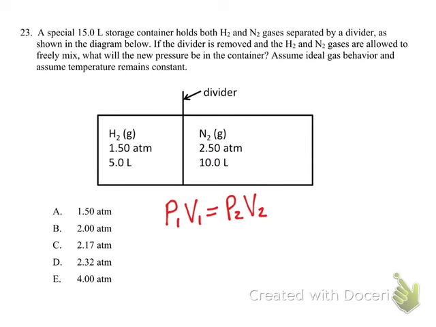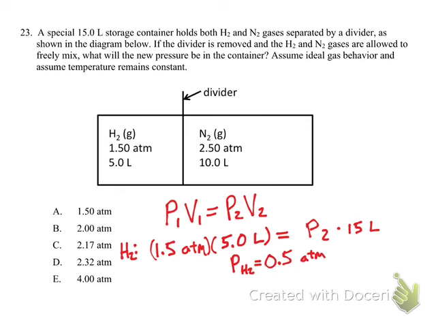We're going to use this relationship P1V1 equals P2V2. So for hydrogen, initially it's 1.5 atmospheres and 5 liters. And then once we open this up, it's going to be able to enjoy the entire volume of the container, which is 15 liters. So let's solve for P2. So the partial pressure of hydrogen after we open up the container will be 0.5 atmospheres.